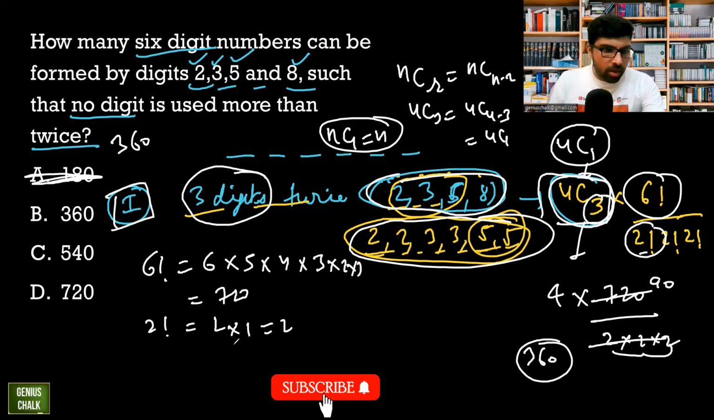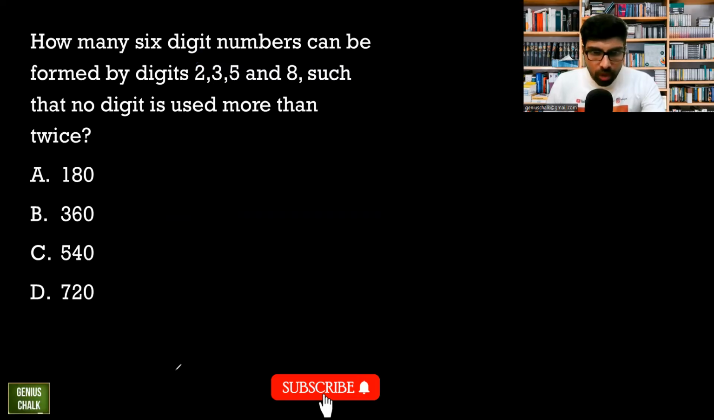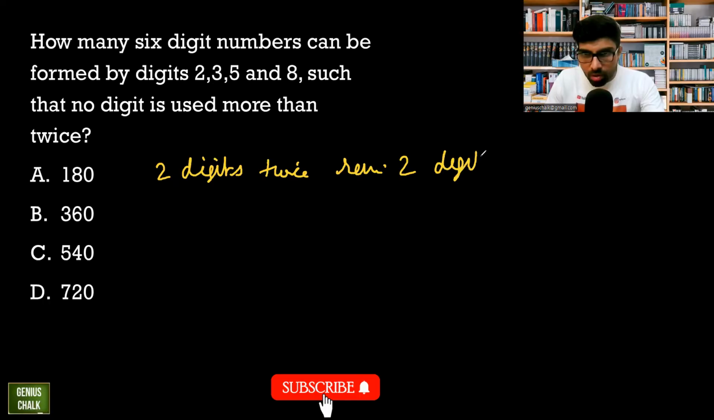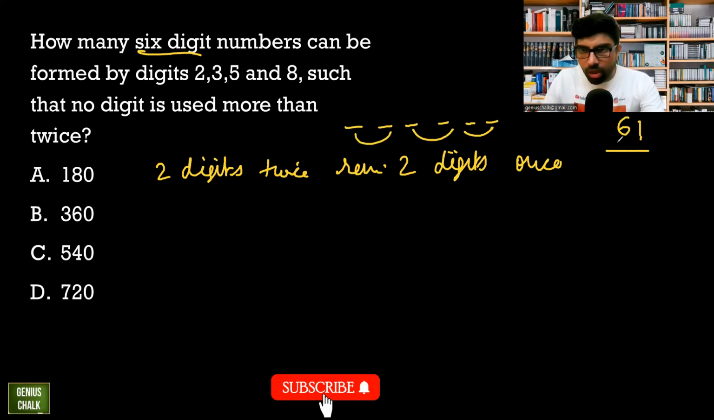So now the second case, case number 2. Now I will use two digits twice and the remaining two digits once. I hope you're getting my point. See, earlier I had three digits repeated, making a total of 6 digits. So in that case, it was total 6 factorial, and because they were repeating, it went like this.